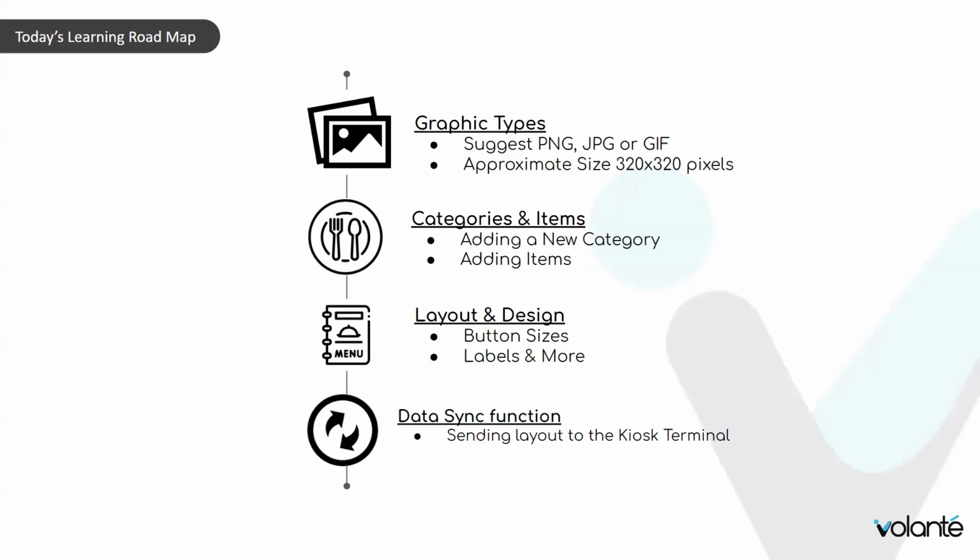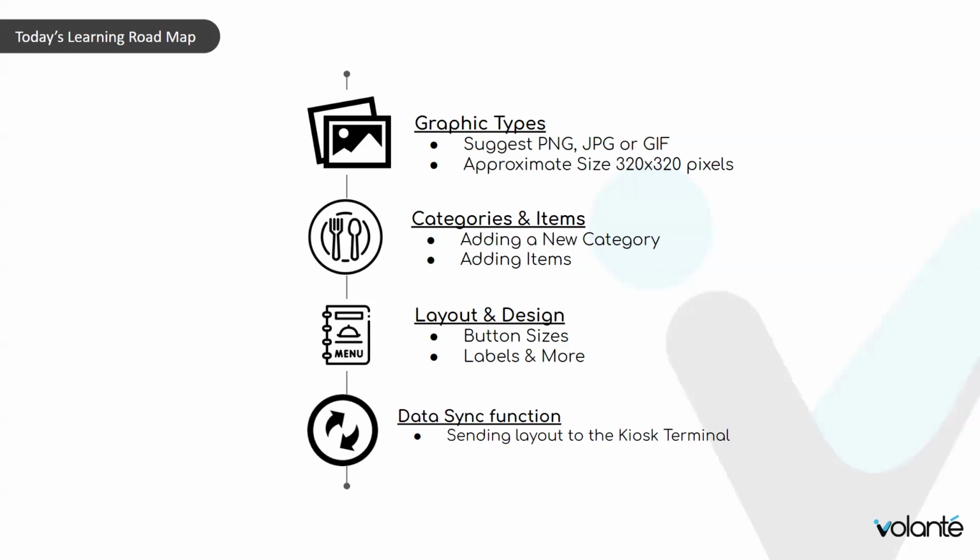sizing. So we generally suggest using PNG, JPG, or GIF type file formats with an approximate size of 320 by 320 pixels. Now do keep in mind any image that you use on the kiosk will be auto-sized for however large the button happens to be. We can also add our graphics both to the item itself as well as to the category.